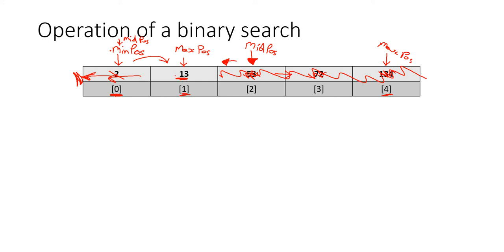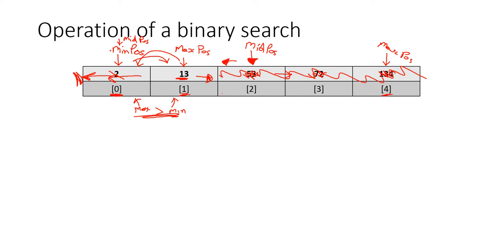3 is less than 13, so we're discarding everything to the right. So we'd move the max position to position 0. It starts to get a bit complex there. We've ended up with the max position pointing there and the min position pointing here. And when we've got the min greater than the max, that means that the data item we're looking for won't be there.